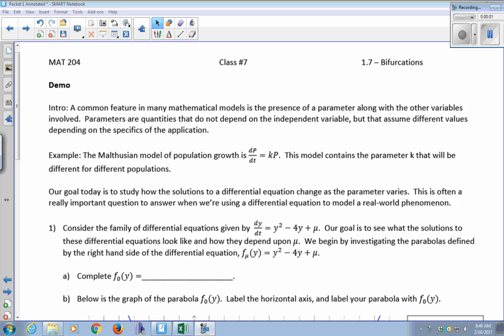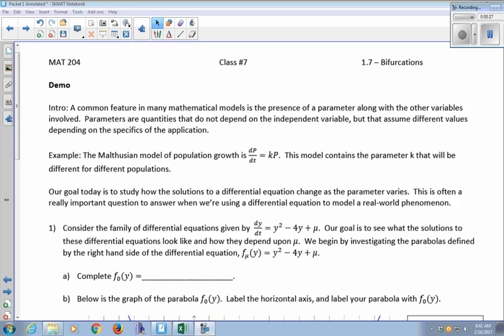A common feature in many mathematical models is the presence of a parameter along with the variables. Parameters are quantities that do not depend on the independent variable, but that assume different values depending on the specifics of the situation. For example, the Malthusian model of population growth said dP/dt equals k times P. So it says that the rate of growth is proportional to the size of the population.